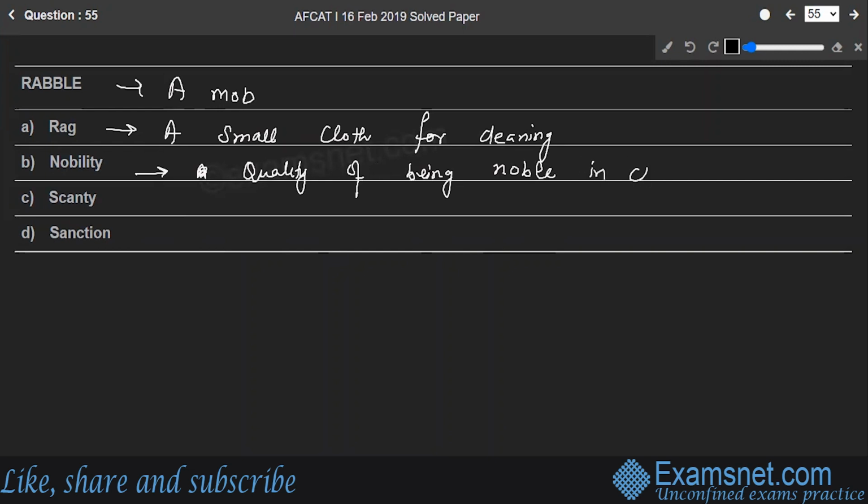In character or integrity. Then is scanty. It means too small in size. Then is the word sanction. This is the official permission to do or change something.